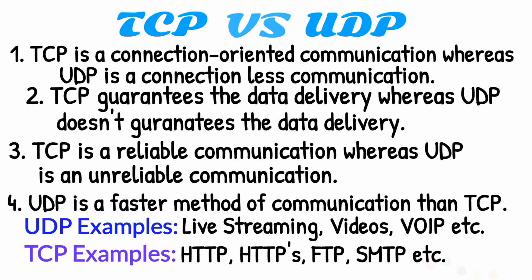TCP is a slow method of communication, whereas UDP is a faster method of communication than TCP. Examples of TCP are FTP, SMTP, HTTP, that is, viewing a web page or downloading a file. Whereas examples of UDP are live streaming, watching videos on YouTube, and voice over IP.